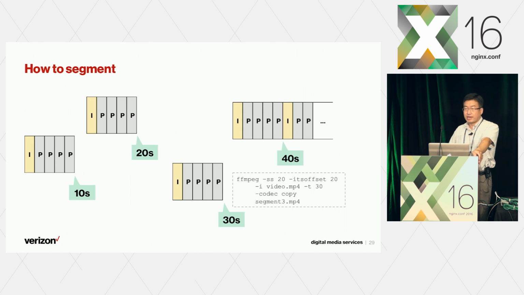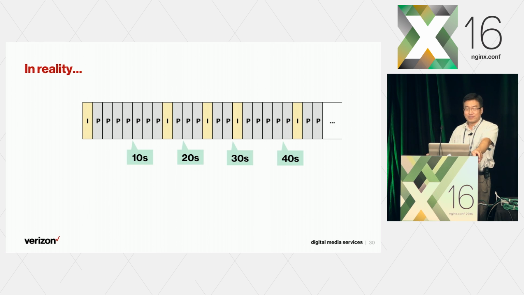An I frame can be located anywhere in a file. A P frame cannot be the first frame. In this example, an I frame has been inserted regularly every 10 seconds. It is an extremely rare case in the real world. In reality, most MP4 files that you are going to work on will look like this.